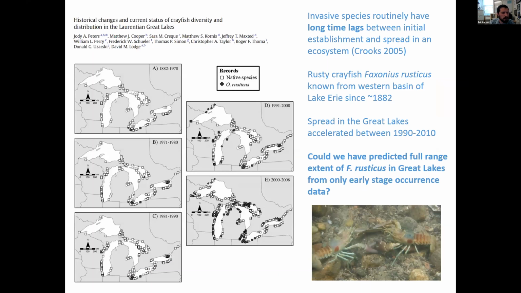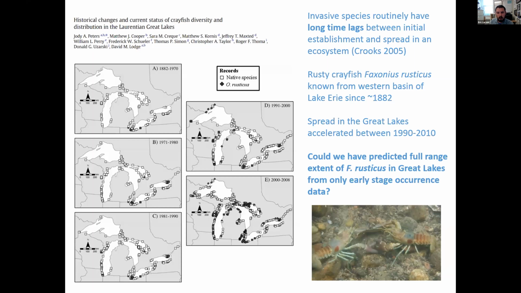So this is a time series from Jody Peters' paper with a number of Great Lakes co-authors, following the spread of rusty crayfish from museum and agency records around the Great Lakes from the 1880s until the 2000s. Rusty crayfish just sat in a few locations in the Great Lakes for 100 years before they spread throughout the entire basin. And something I was curious about is, could we build distribution models that predicted every place rusty crayfish could live in the Great Lakes only from its earliest occurrences?